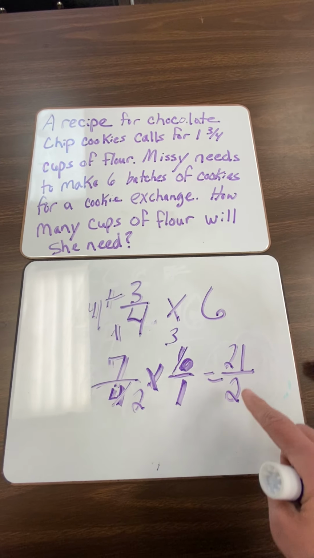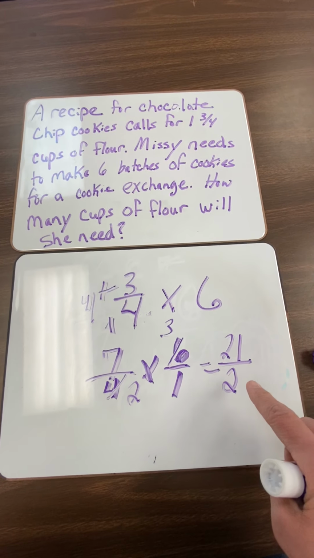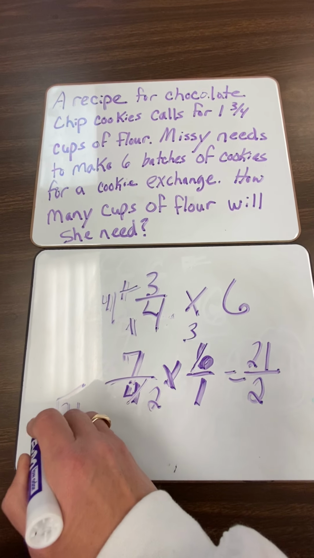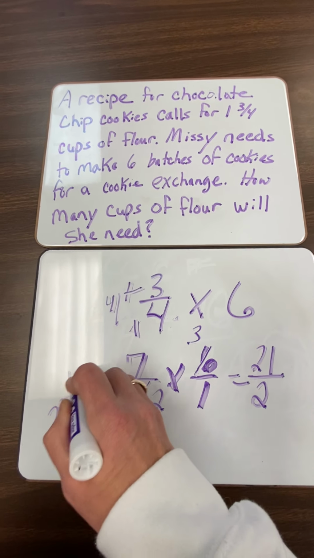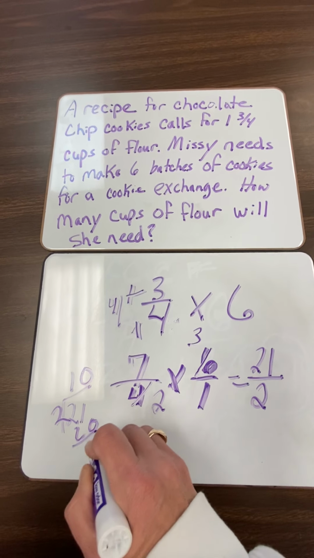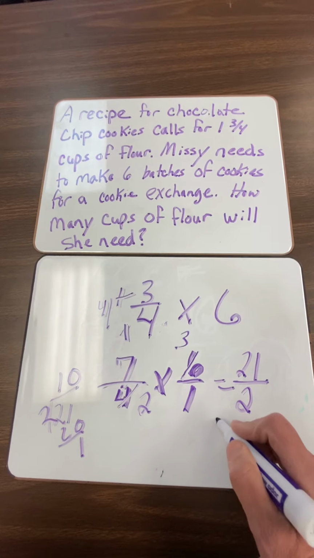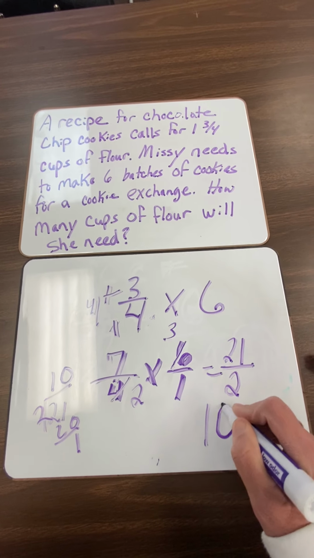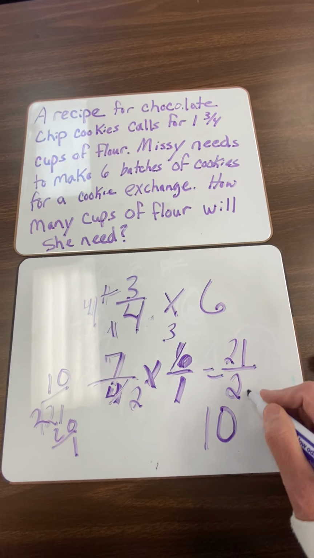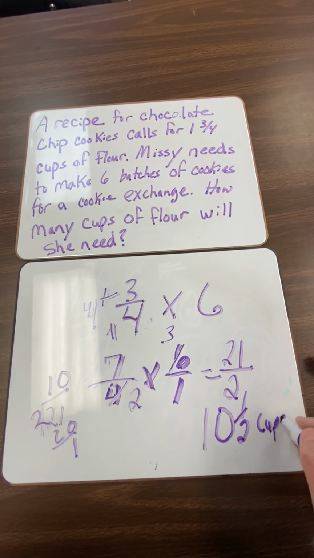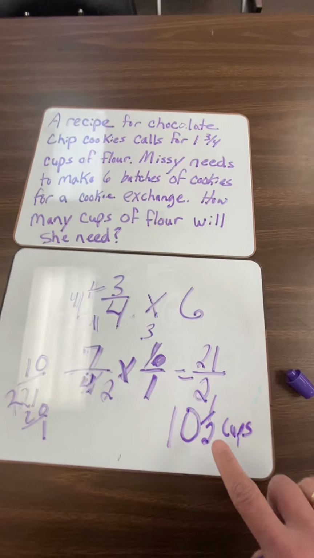Remember, what do we do when we're converting an improper fraction to a mixed number? We take the 21, divide it by 2. 2 goes into 21 10 times, which is 20, with 1 left over. So your answer, your quotient, is your whole number, 10. Your remainder is your numerator. So 10 1/2 cups is what she's going to need.